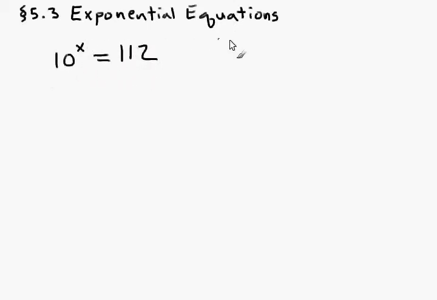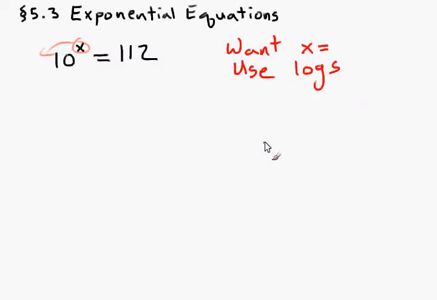Now, as usual, our goal is to get x is equal to. That's what we want. But we have to find some way to get x out of this exponent. And to do it, we're going to use logarithms. Now, the log we're going to use will have the same base as this exponent. So we are going to take the common log of 10 to the x, and these cancel out, so we'll be left with just x.